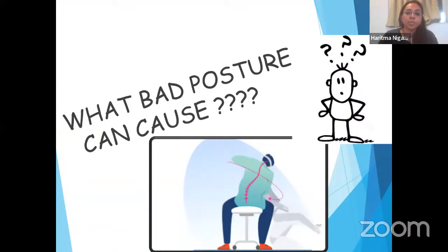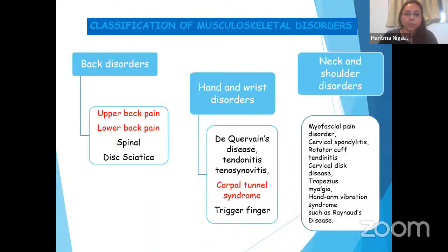What can a bad posture cause? These are various musculoskeletal disorders which can result in severe diseases. First one is back disorder, which includes upper back pain or lower back pain, which occurs due to extensor muscle contraction. Then spinal disc sciatica, in which sciatica pain will be seen due to herniation of disc in a clinician.